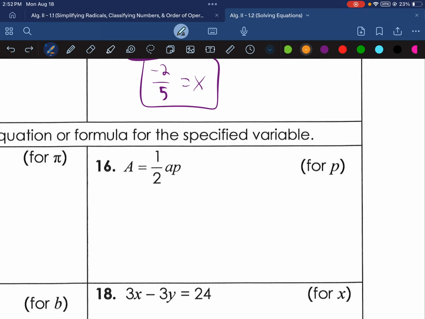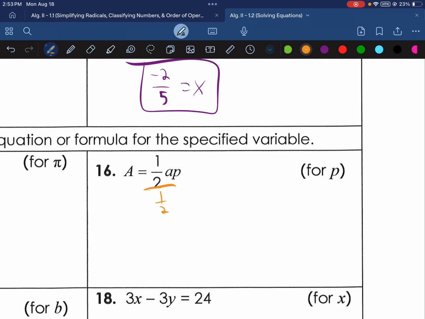But ignoring that, we need to get rid of the 1/2 as well as the a. Undoing the 1/2 is not as simple as dividing by 1/2, because remember that creates that double-decker fraction. So instead we multiply by the reciprocal, 2 or 2 over 1, to both sides. So those 2's reduce, and then we get 2a equals a times p.